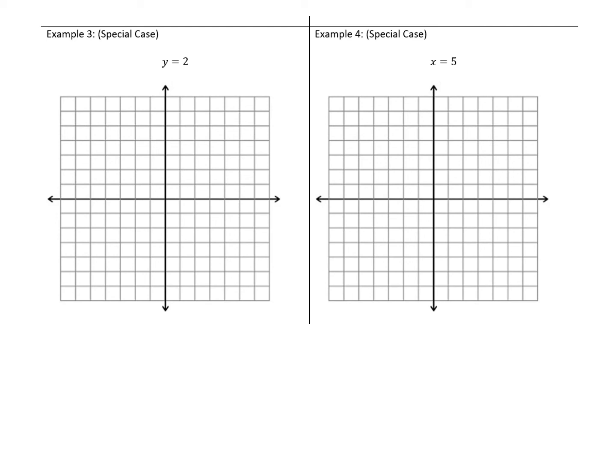Okay, I'm going to go through these two. Again, if you have not finished, please press pause. Y equals 2, remember, is a horizontal line. Again, we can write that as y equals 0x plus 2. So we're going to get that y-intercept of 2. And then since our slope is 0, we don't rise, we only run. So we draw a horizontal line through that.